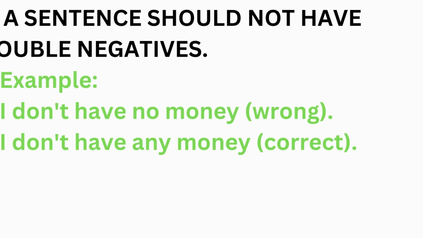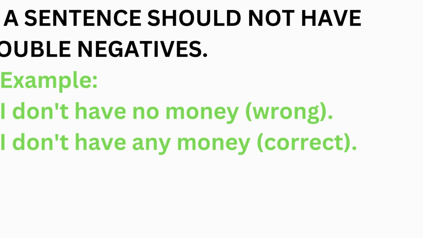That's another rule. For example, I don't have no money. This is wrong because you have two negatives here. Don't is a negative and no is another negative. So where you have two negatives, it makes the sentence wrong. I don't have no money.